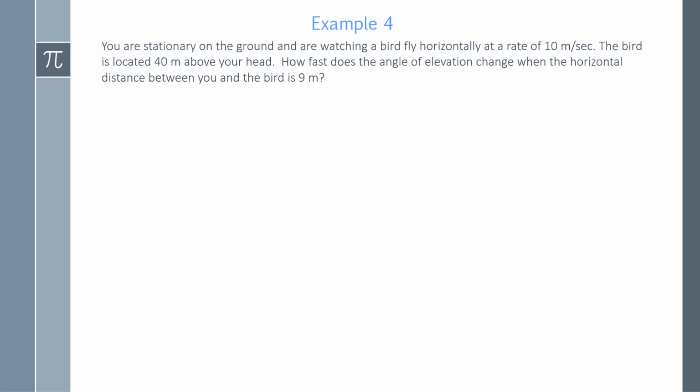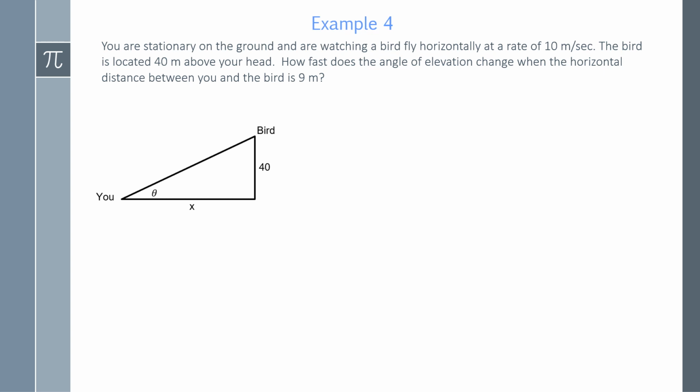Let's take a look at our last example for today's lecture. Imagine the following situation. You are stationary on the ground and are watching a bird fly horizontally at a rate of 10 meters per second. The bird is located 40 meters above your head. How fast does the angle of elevation change when the horizontal distance between you and the bird is 9 meters?